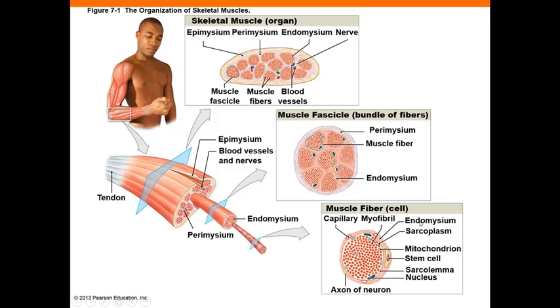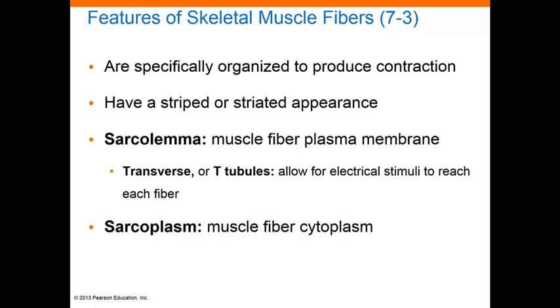Now, something I want to point out to you is that the cytoplasm of a muscle cell has a special name, and that's called the sarcoplasm, pictured here as kind of a light pink. Also, the muscle fiber, or a skeletal muscle cell, has a special cell membrane, which then gets a special name, the sarcolemma. And those are denoted here on this slide.